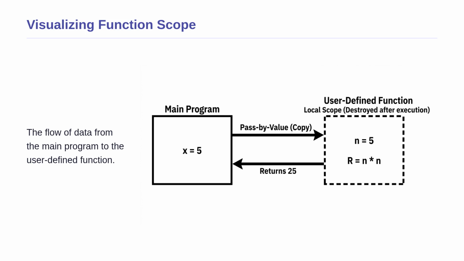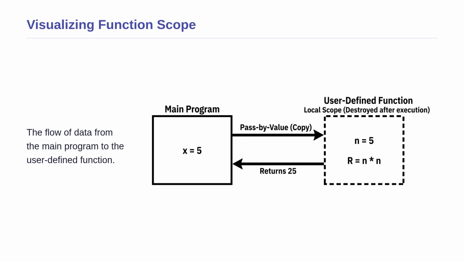On the left, you see the main program block holding our original variable x equals 5. Notice the top arrow pointing to the right? This represents pass by value. It carries a copy of the number 5 over to the user-defined function block on the right.